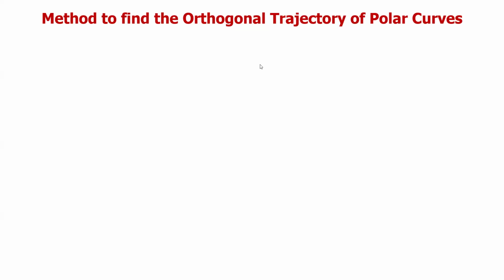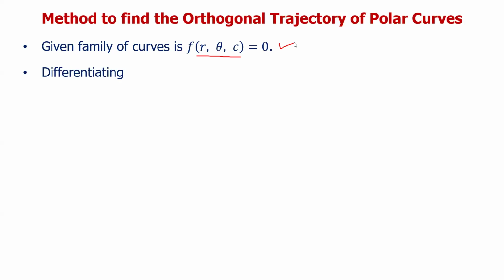In this lecture, we see how to find out the orthogonal trajectory of a polar curve. So in this lecture, we discuss the method to find the orthogonal trajectory of a polar curve. First, suppose the given family of curves is f of r, theta and c equal to 0, meaning there is a relation between r, theta and one arbitrary constant c.